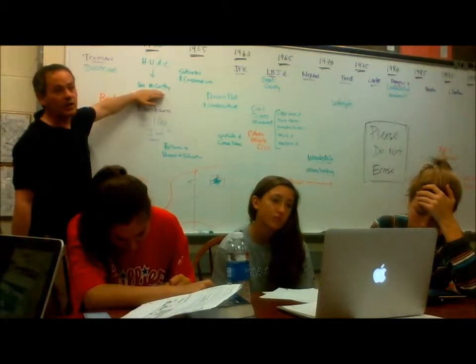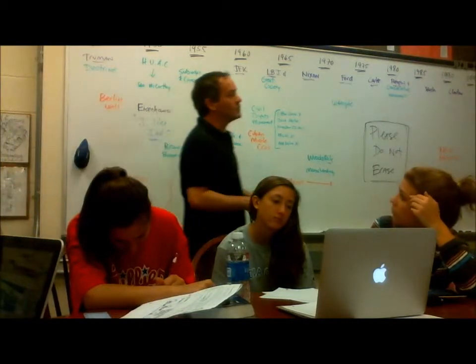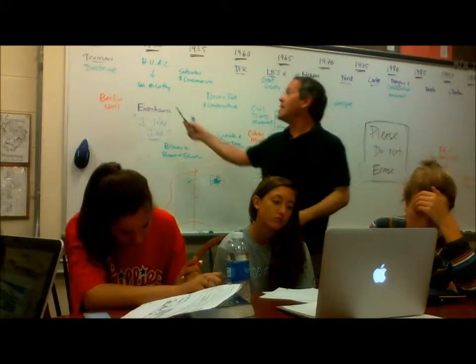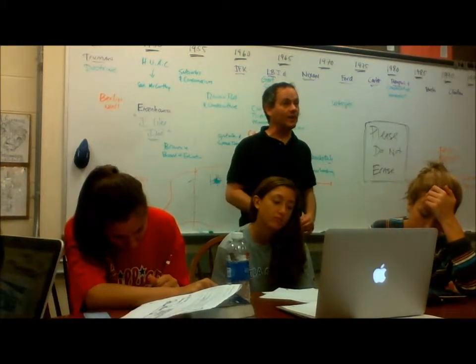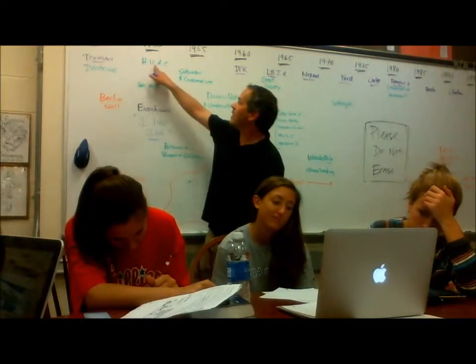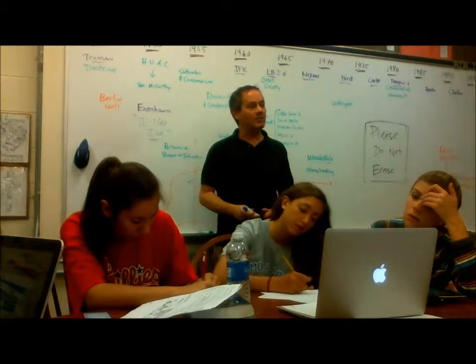Senator Joseph McCarthy from Wisconsin runs and becomes a senator, and he basically makes a name for himself by saying he's going to root out communists in the American government. That's why the House Un-American Affairs Committee is formed, to investigate suspected communists.